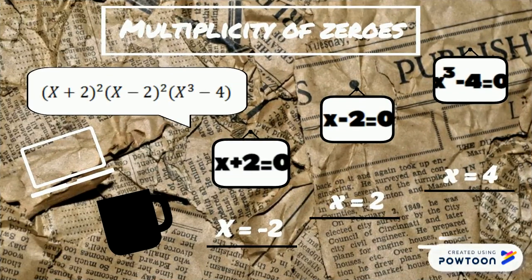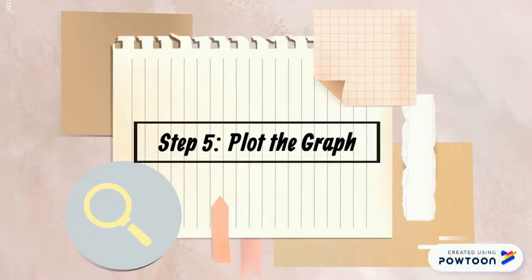Multiplicity refers to the number of times that its associated factor or exponent appears in the polynomial. X equals negative 2 has a multiplicity of 2 since it has an exponent of 2. X equals 2 has a multiplicity of 2. X equals 4 has a multiplicity of 1 since it has an invisible exponent of 1. The last step is to plot the graph.